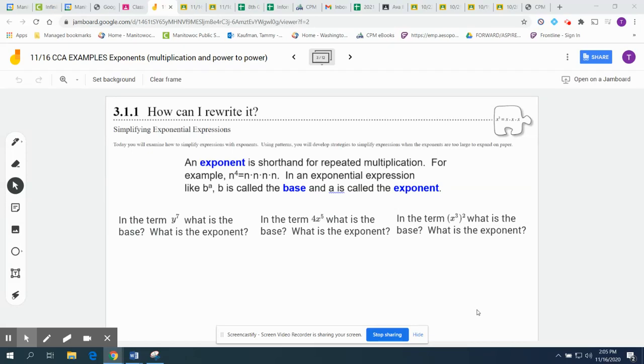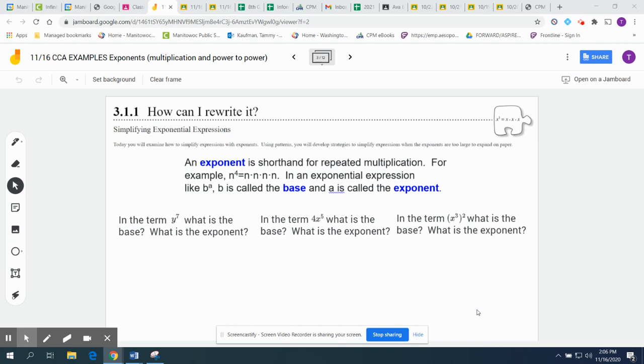Okay, so we are starting the first lesson in chapter 3, which is simplifying exponential expressions. The key to simplifying these expressions is to recognize what's a base and what the exponent is, and realizing that actually everything has an exponent. Even if there's not a number there, it's one. And also you need to expand them and then bring them back. So we're going to be simplifying expressions with exponents.